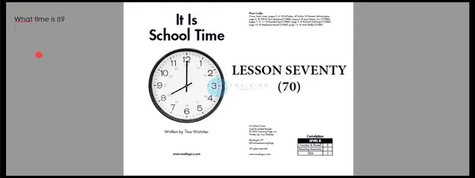Y la otra forma es, what's the time? What time is it? What's the time? También quiero enseñarle que este objeto que está aquí, que estoy señalando, se llama clock. El nombre en inglés es clock. This is a clock.